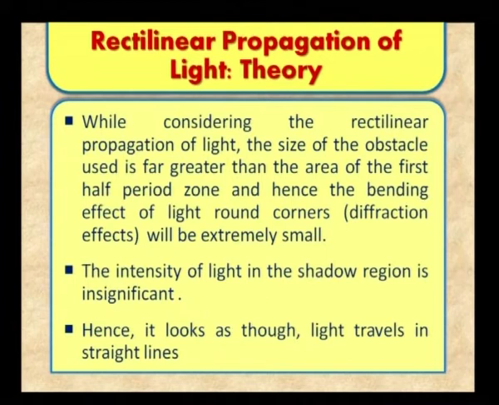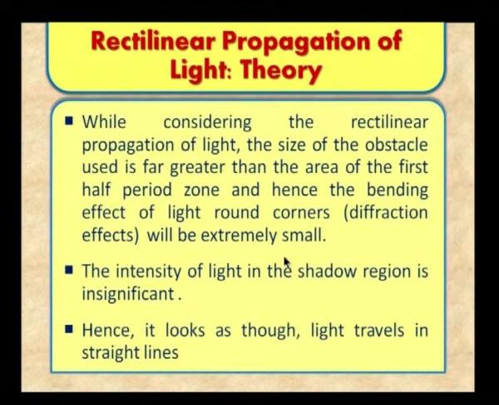While considering the rectilinear propagation of light, the size of the obstacle used is far greater, generally of large area. So, all the half-period zones will be cut off, including the first half-period zone, which is the center. So, the resultant will be 0, hence the bending of light around the corners will be extremely small.